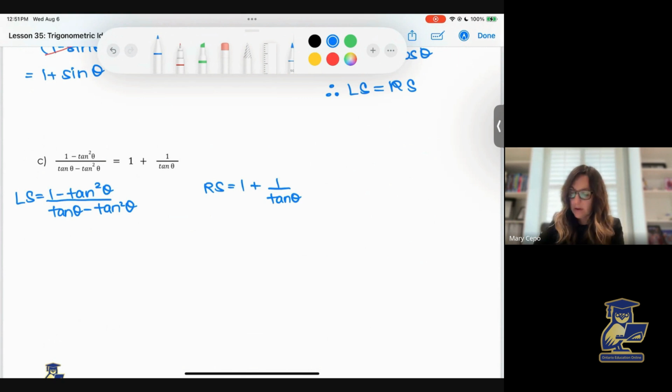So let's put this all in terms of sine and cos. I thought maybe if we can simplify, but you always have to have a game plan. Don't just rush into it. Think about what would be the best strategy in order to prove that the left side is equal to right side.